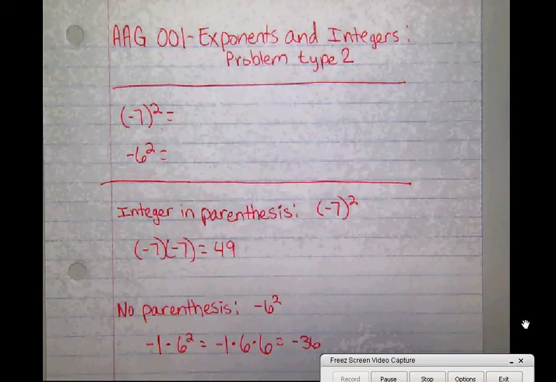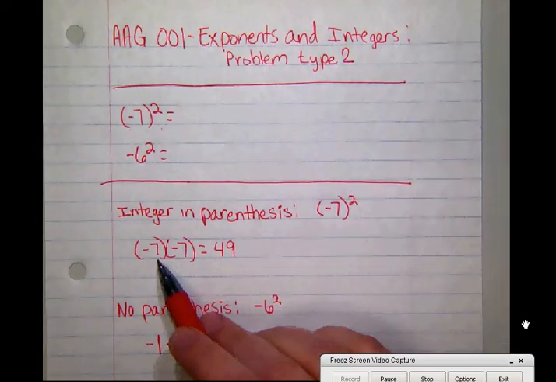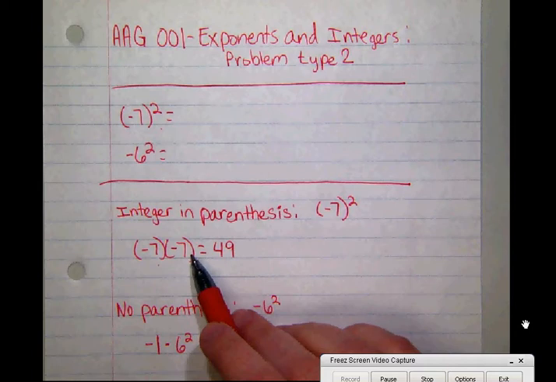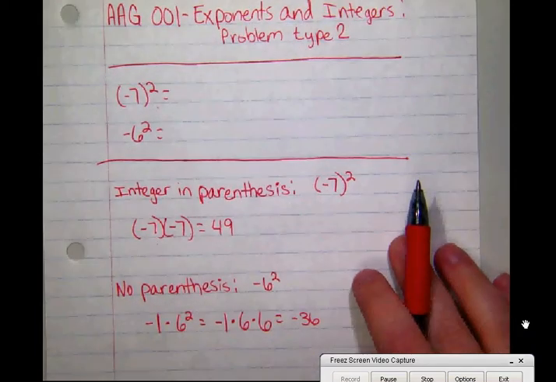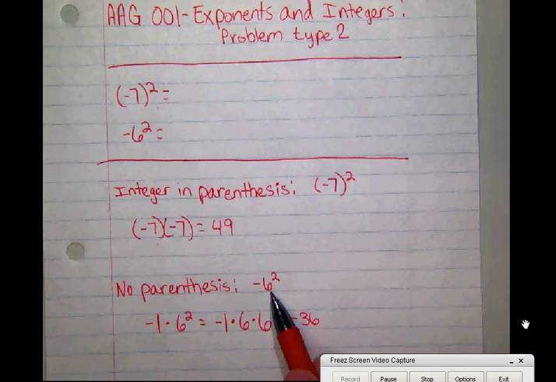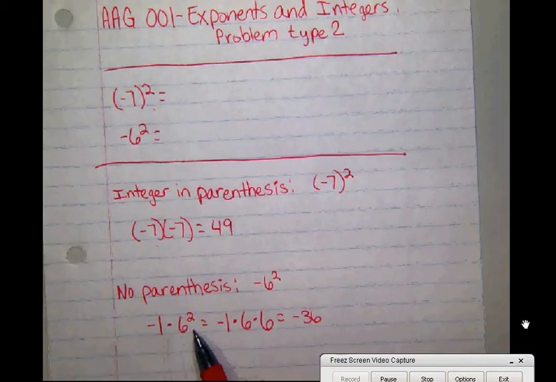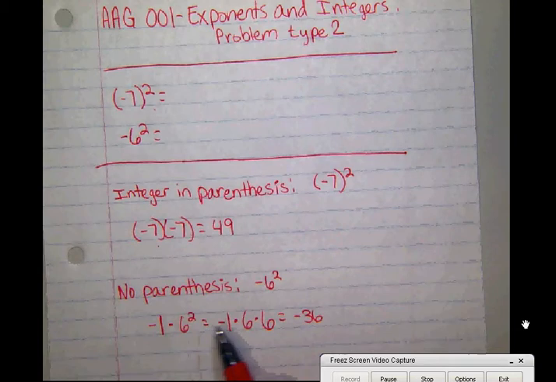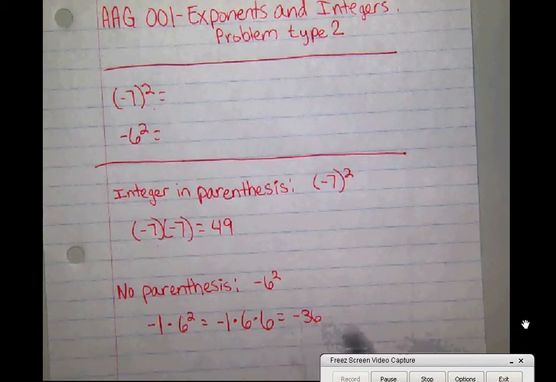The first type of problem, the integer is in parentheses, the negative 7, and so when you have the integer in parentheses, you take the negative 7 times negative 7, both in parentheses, and a negative times a negative is a positive, which means we're going to have positive 49 for our answer. When there's no parentheses, as in negative 6 squared, that means we take a negative 1 times positive 6 squared, which is negative 1 times positive 6, which gives us negative 36.